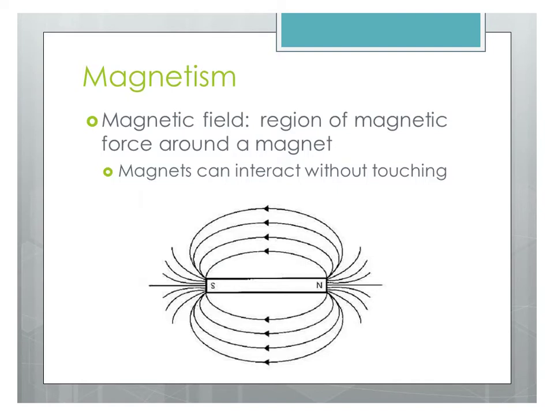One cool thing is that this field allows magnets to interact with each other without touching. So you may have used strong magnets before that if you put them close together but not quite letting them touch, if you let go of one, it almost jumps over to the other magnet because the attraction is so strong.